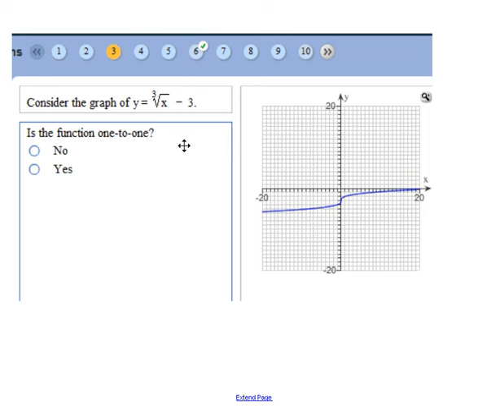Let's continue the study of section 5.1 dealing with inverse functions and looking at the homework problems from this section. So I've selected number 3 from my math lab. It asks us to consider the graph of y is equal to the cube root of x minus 3 and determine if it's one-to-one. Well, all we have to do is determine if it passes the horizontal line test, and in this case it does. Any horizontal line only crosses one point of the graph, so yes, this is a one-to-one function.